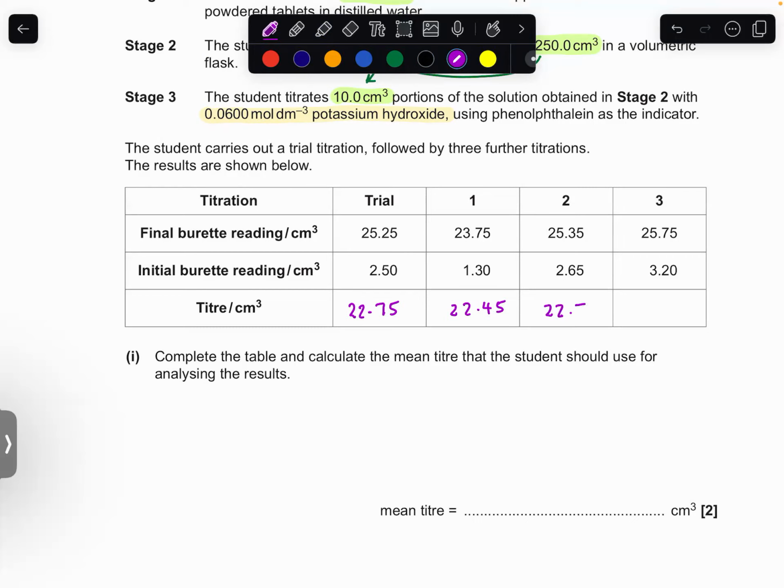The calculator for the second result, so titration number 2, gives you this on the calculator, but you must add in the 0. All the results must be to 2 decimal places. Just remember that, ladies and gentlemen. The last one, 25.75.